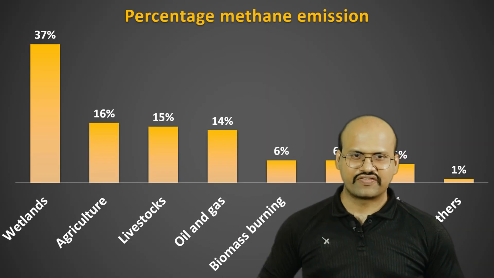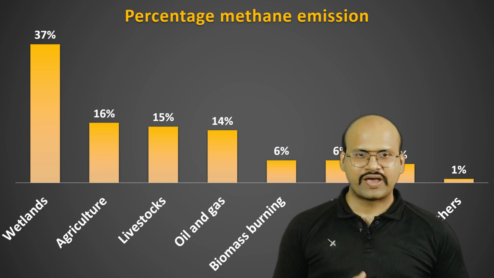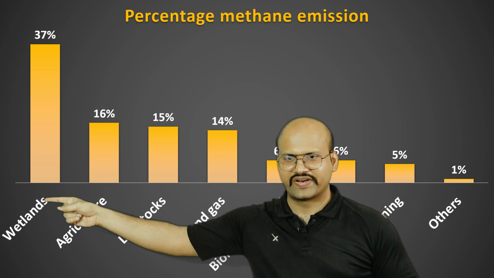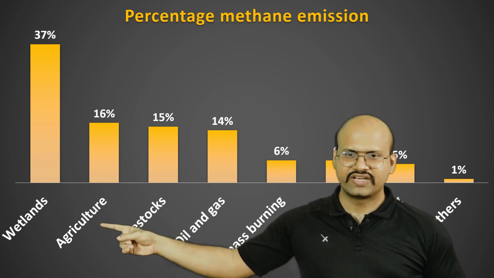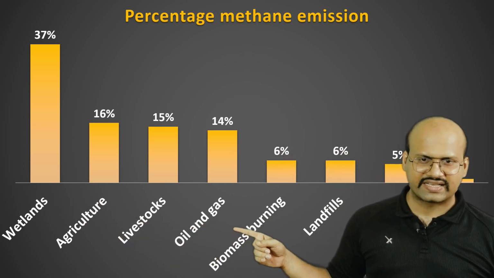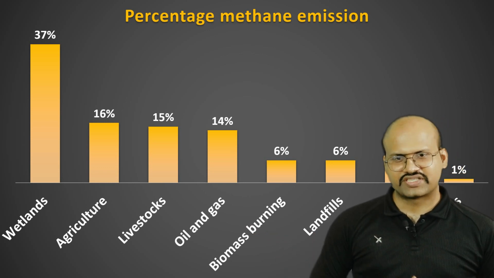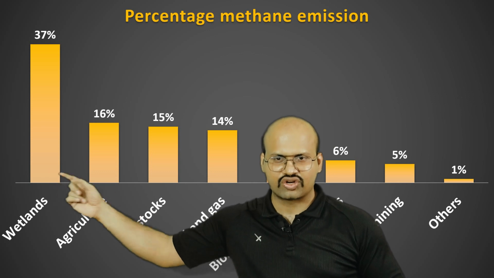Now here in this chart we can see different sources of emission of methane. We can see that most of the methane is released by wetlands, then agriculture fields, then livestock, oil and gas exploration, biomass burning, landfills. Now in some of the charts you will see that agriculture is at the top.